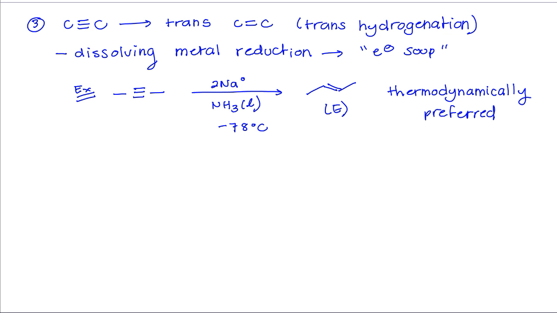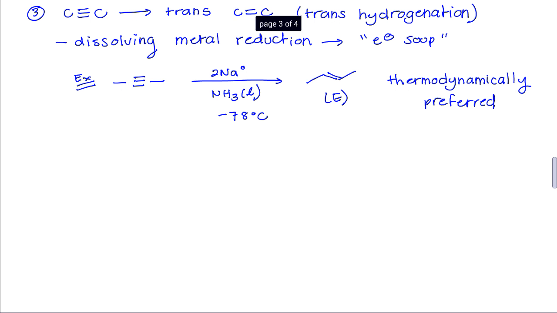Okay, and we will get the E double bond, which is thermodynamically preferred, and we'll talk more about why that's more preferred in just a moment. In terms of mechanism, we want to see how this is actually working.